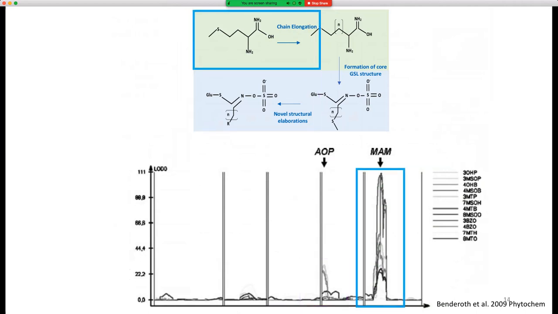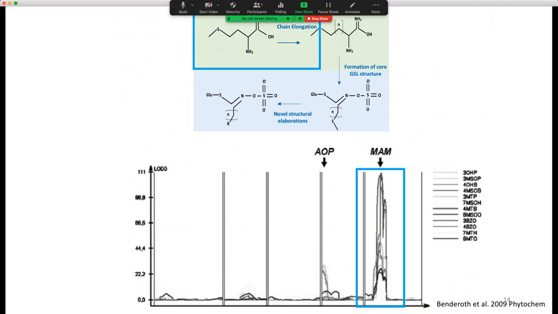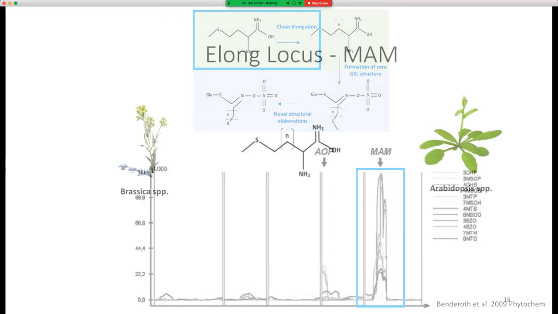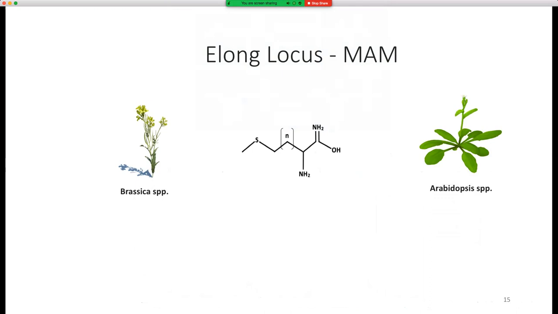And then MAM, so this MAM gene, or this MAM locus, also known as the Elong locus, is involved in chain elongation. So this is maybe prepping the metal that goes into the car. And this is where a lot of the diversity stems from. So like I said, the Elong locus, and literally what that does is it extends the carbon chain on this methionine amino acid before it goes into the glucosinolate pathway.